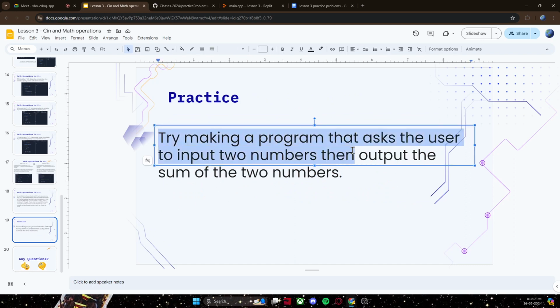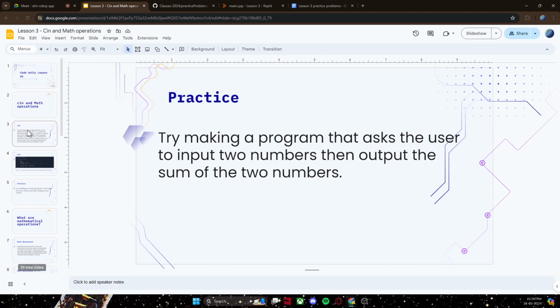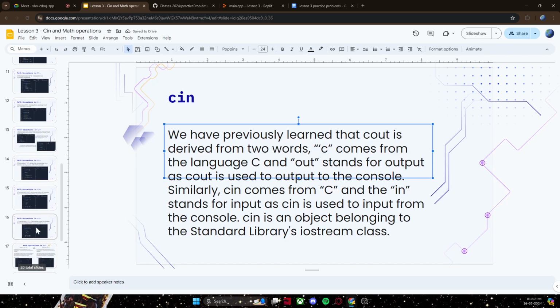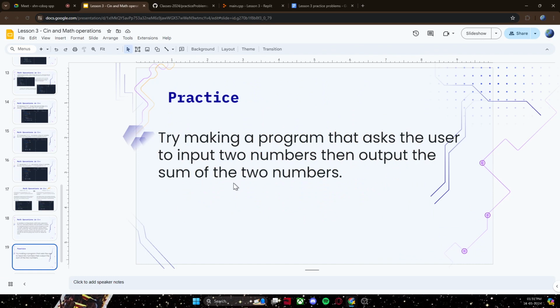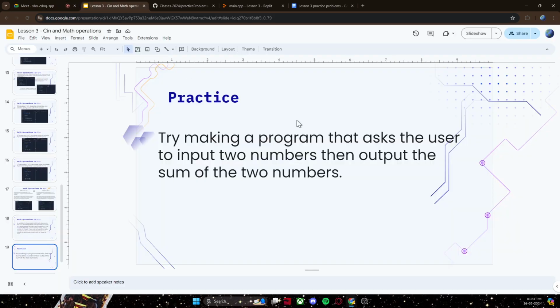So we have our next practice problem. Try making a program that asks the user to input two numbers and then outputs the sum of these numbers. For this one, we are basically combining what we learned about cin, where we input numbers, with your math operations, and then you're outputting the sum of the numbers. So I'll give you guys 5 minutes to work on this, and if you have any questions, just ask me.